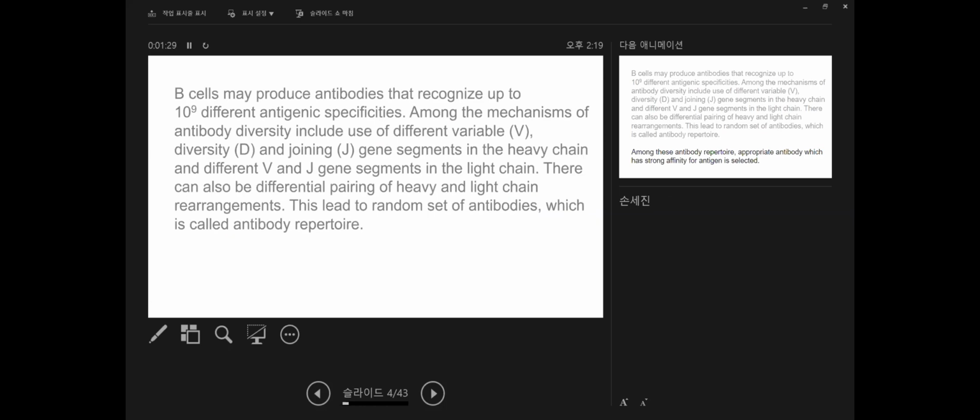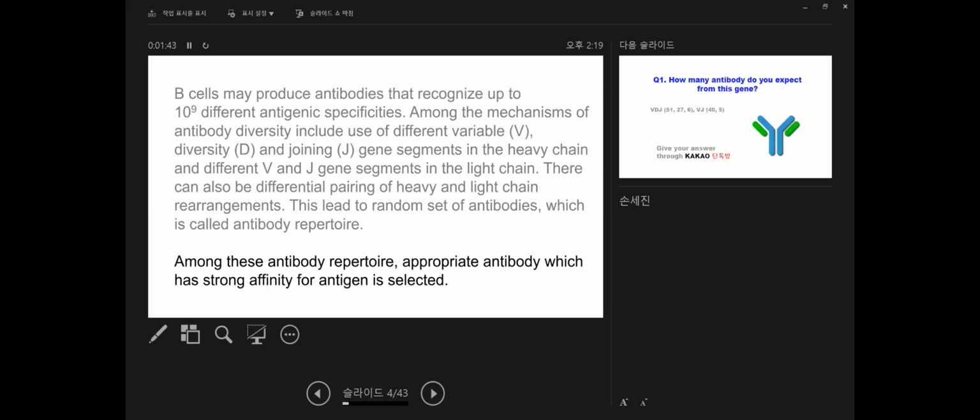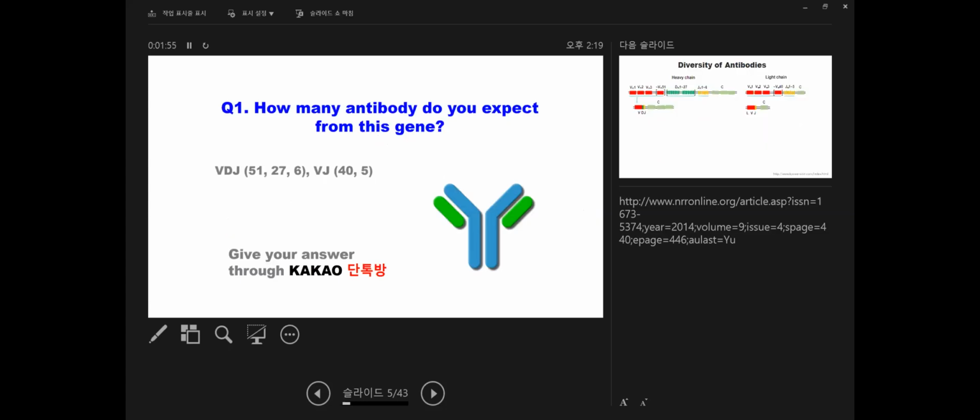Now, for that, some of you gave good answers. This is given by Sejin Sanbe. There are V, D, J and different kinds of information, all on DNA. And some strong affinity ones can be selected. This is the key part. Let me summarize again. Now here, in our body, you may have studied about this. So here, this is a heavy chain, this is a light chain.